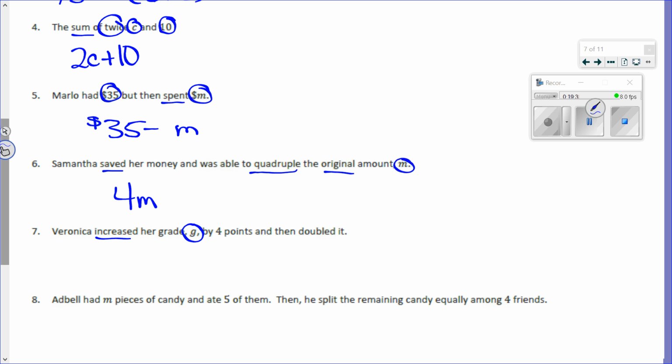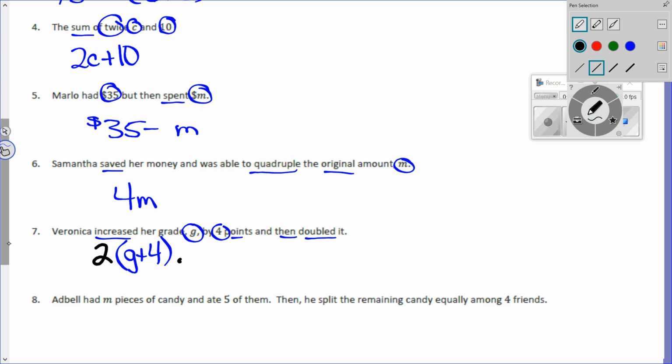Veronica increased her grade G by 4 points and then doubled it. So here's where that then becomes really important again. That's telling me what? Telling me what, Journey? Parentheses, good, it's a grouping symbol. So I increased her grade G plus 4 and then I doubled it. Now here's where it gets a little tricky. The way it reads, I would put the 2 here, but as we've discussed, to really do it properly, that should go ahead and be put in front.